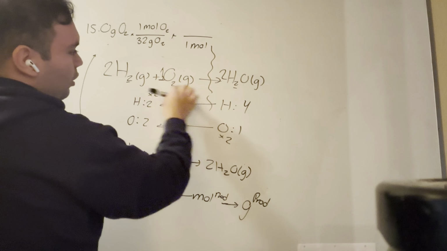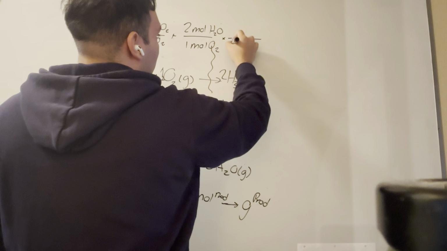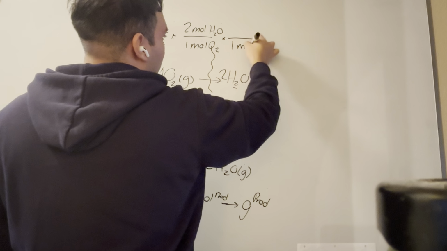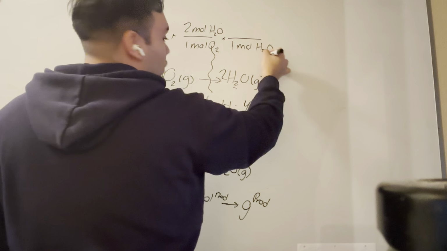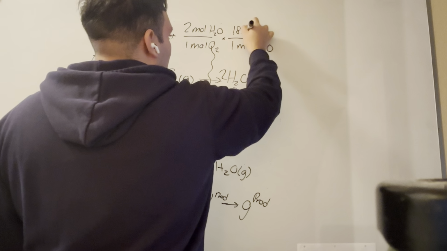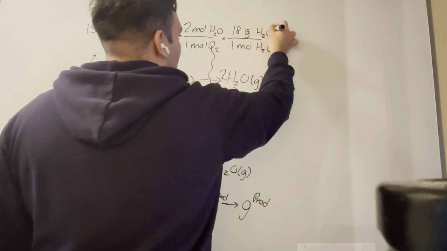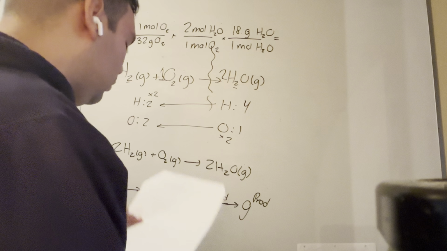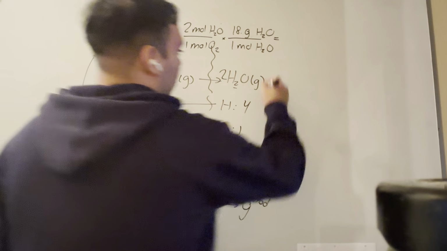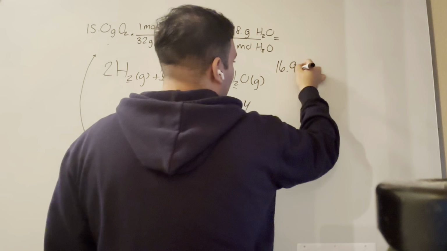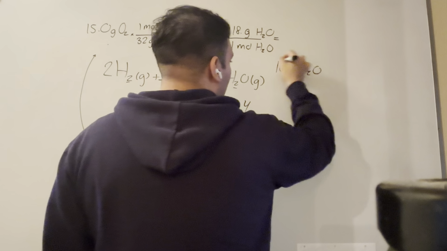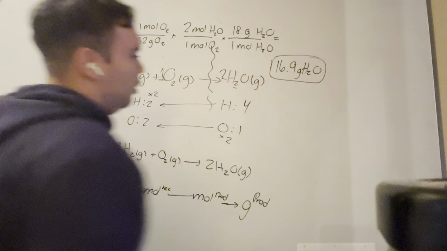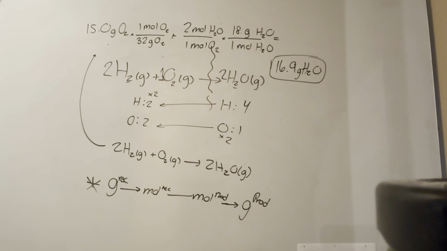And now, how do you go from moles of a product to grams of a product? The molar mass. So 1 mole of H2O should be about 18.0, about 18 grams of H2O. And at the end of it all, you're going to get an answer of 16.9 grams of H2O. So let that kind of sink in.